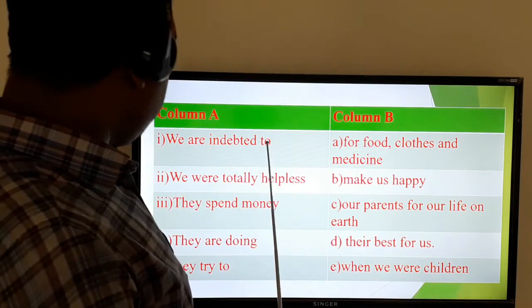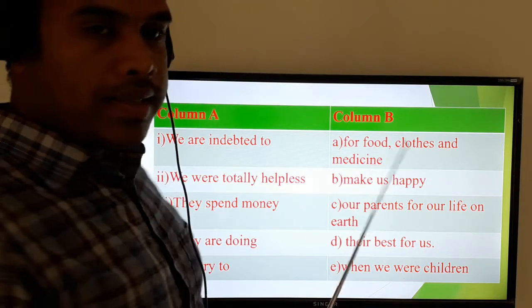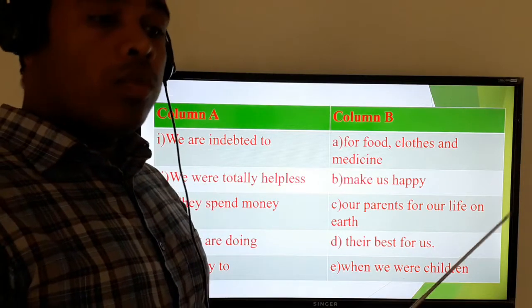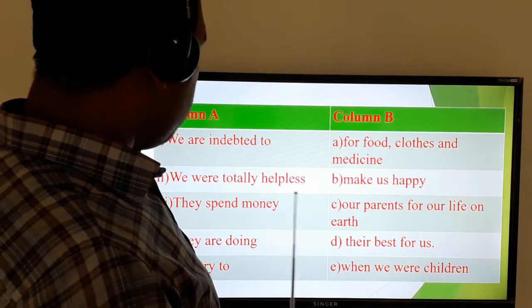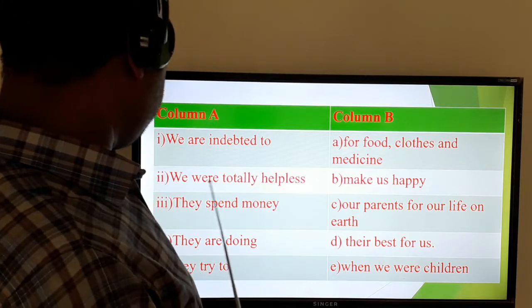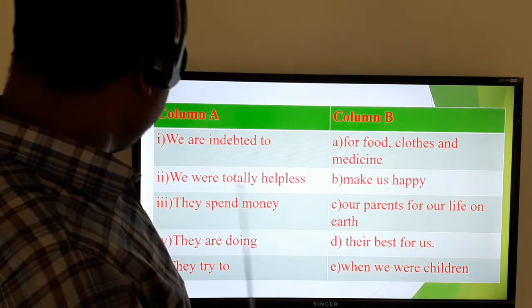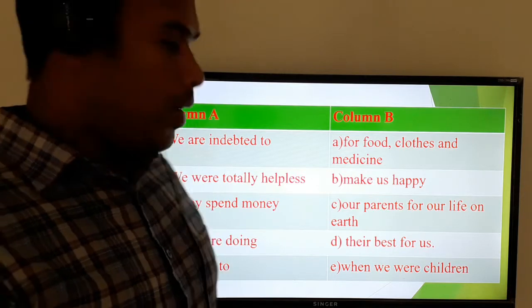That is, 1 goes to C. We were totally helpless. Can you remember? When you were a child, what was your condition? We were totally helpless. We were totally helpless when we were children. You see, 2 goes to E. When we were children, we were helpless.